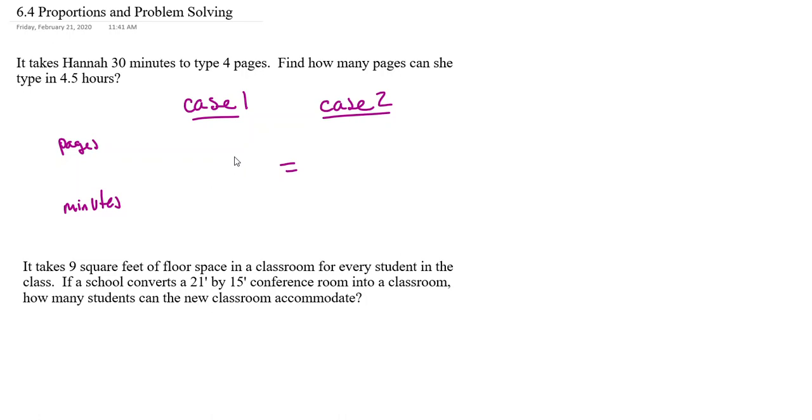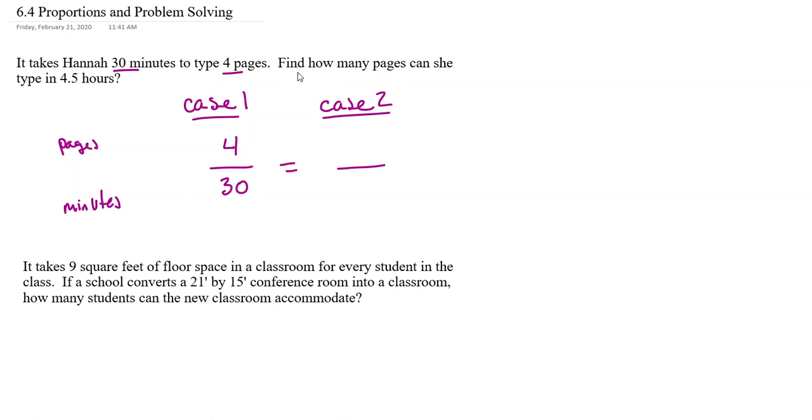Ooh, my U went a little funky there. So I'm going to make a ratio. And so there's two cases. The first case, 30 minutes to 4 pages. So 4 pages on top, 30 minutes on the bottom. I could have done it the other way around. I could have put the pages on the bottom and the minutes on the top. That would work just fine as long as I do it the same for both cases.